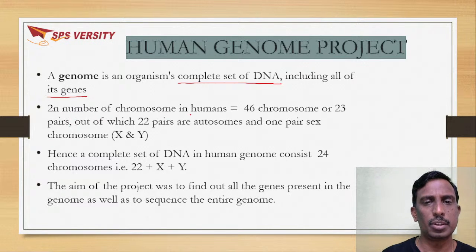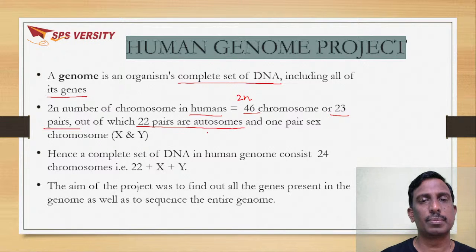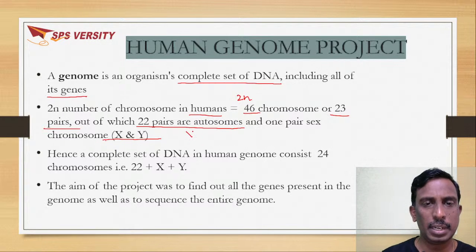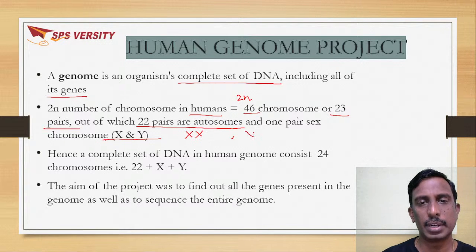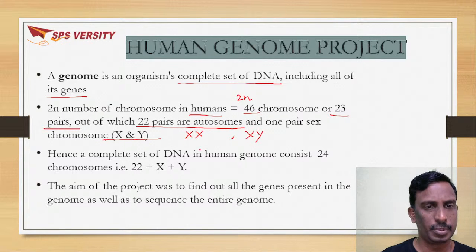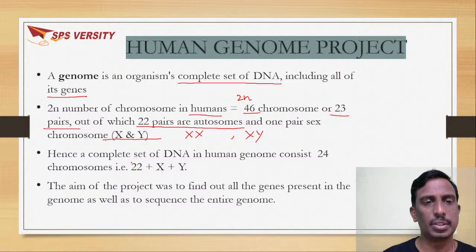For example, if we take humans, the diploid chromosome number of humans is 46 chromosomes, or we can write it as 23 pairs. In these 23 pairs, 22 are autosomes and one pair is sex chromosomes. If it is female, there are 2 X chromosomes. If it is male, 1 X and 1 Y chromosome. So a complete set of human genome consists of 23 pairs of chromosomes.